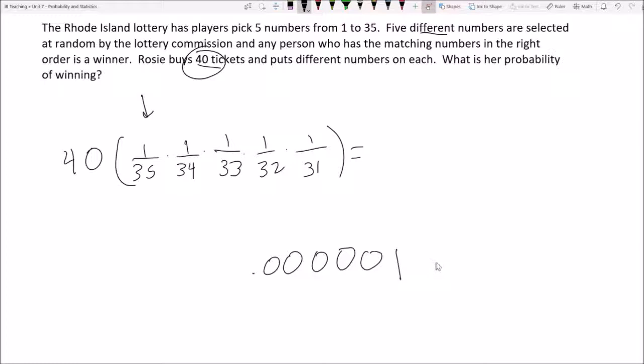Let's do that as a percentage, because maybe that'll be easier to think about. That would be a decimal slide of 2, so that would be 0.0001%. Uh-oh. That's not very likely. 1/10,000th of a percent? Uh-oh. Rosie, you might want to find a better place to spend your money, because you're probably not going to win the lottery.